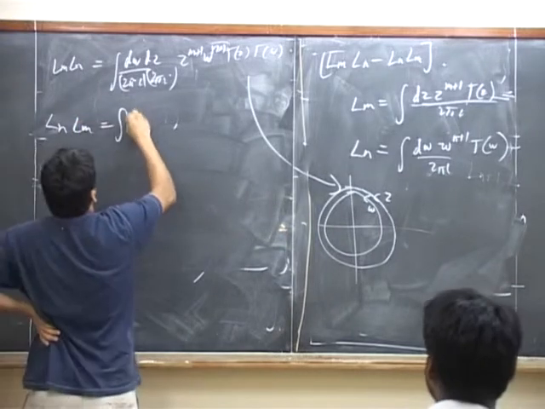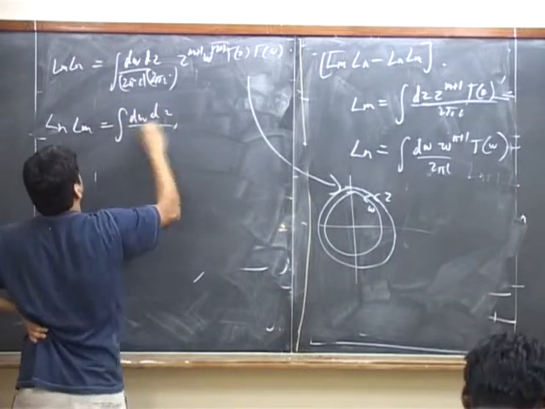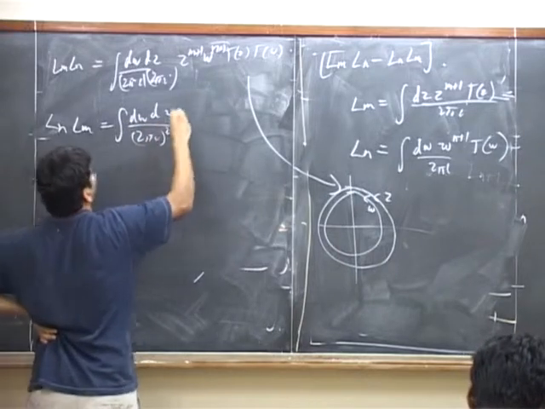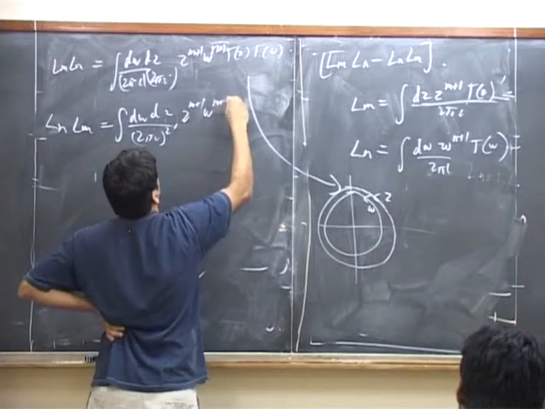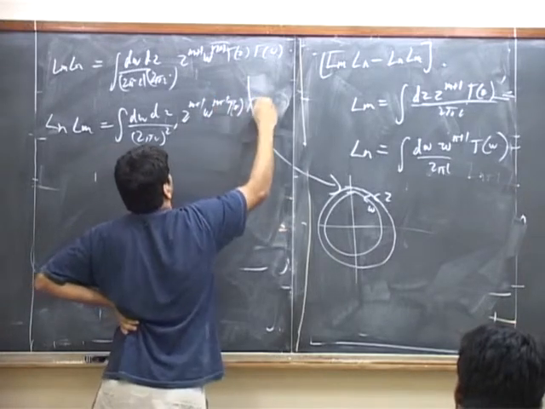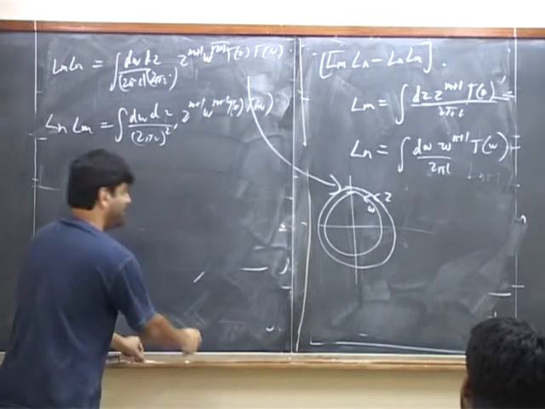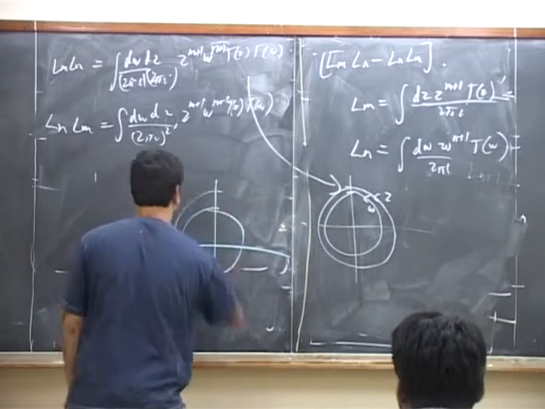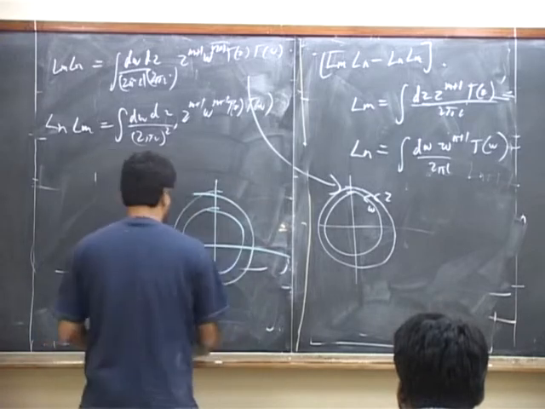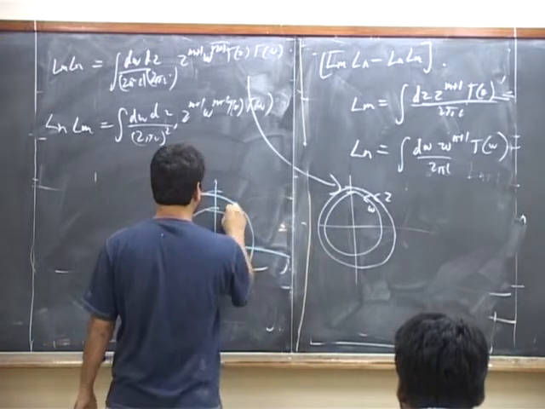What is Ln times Lm? That is equal to dw dz over 2 pi i the whole thing squared, and then the same thing, z to the power m plus 1 w to the power n plus 1 T of z T of w, but on this contour where z has moved inside it.